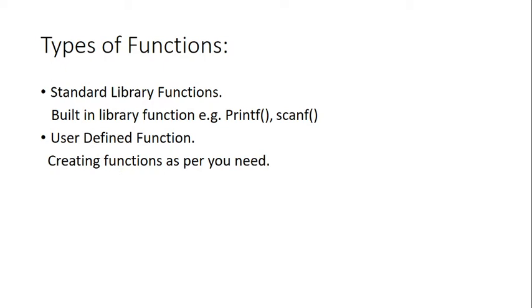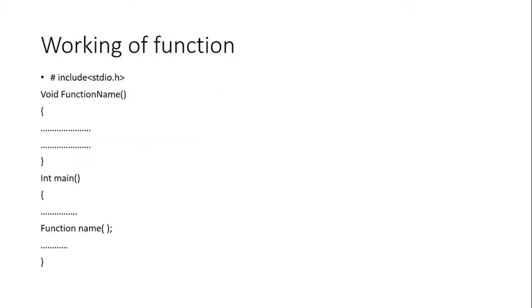Standard library functions are built-in library functions, that means we can use them throughout the program, like printf and scanf, or if you want to take a square root, then you can use the mathematical function sqrt. These are the built-in library functions, while creating functions as per your requirements is nothing but a user defined function. For a user defined function, you have to declare the function prototype by giving the data type, and then inside the program you can call your function in this way.